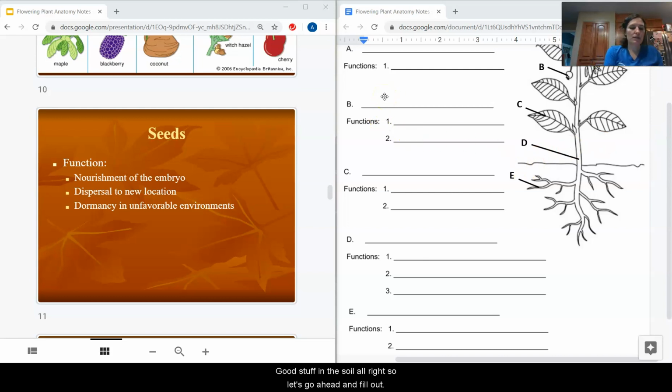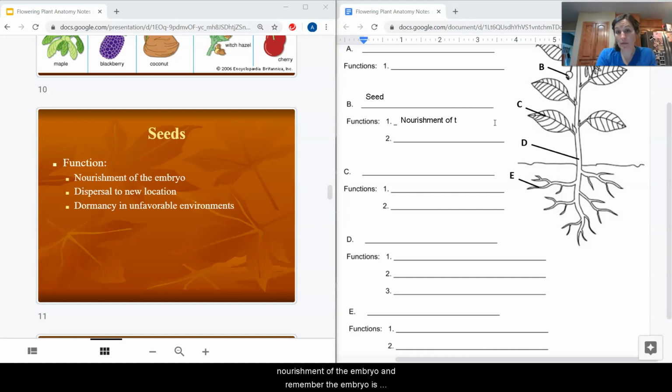All right, so let's go ahead and fill out this part. So B is going to be a seed. And again, your functions. Now I only put 2 functions here on your notes, but one of the biggest ones is its nourishment.